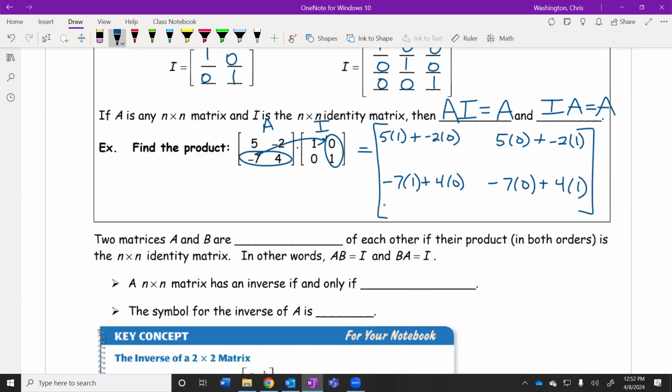And if we add all those things together, what do we end up with? We end up with 5 times 1 is just 5 plus 0 is 5. 0 plus -2 is -2. -7 plus 0 is -7. And 0 plus 4 is 4. And what do we end up with? We end up with that matrix that we started with. So anything times the identity matrix is just itself.